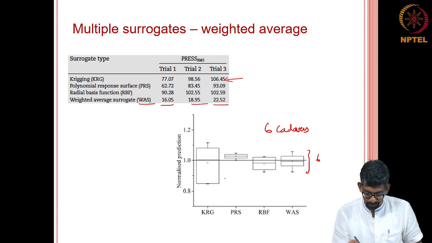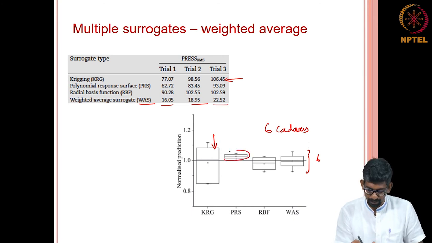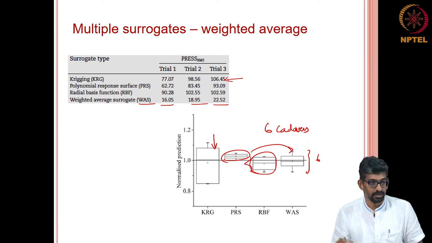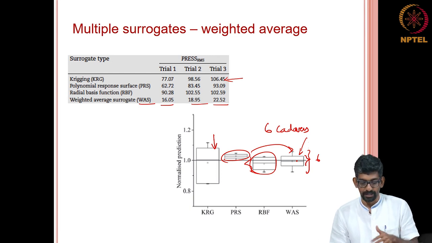As you can see here, Kriging gave a lot of variation. PRS had the least variation compared to even the weighted average surrogate, but it was way off from the ideal line. And this one was okay, but it does not have a symmetric distribution. The weighted average had the median very close to 1, and it also had a symmetric distribution. So the weighted average surrogate was successfully used in this case to give a pullout strength calculator, and currently this is in use.